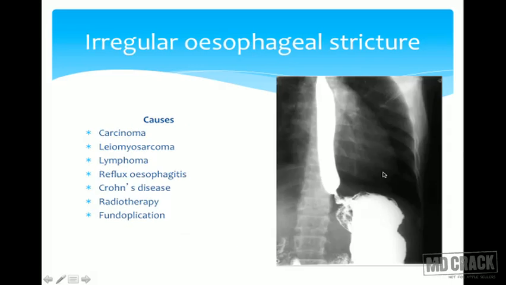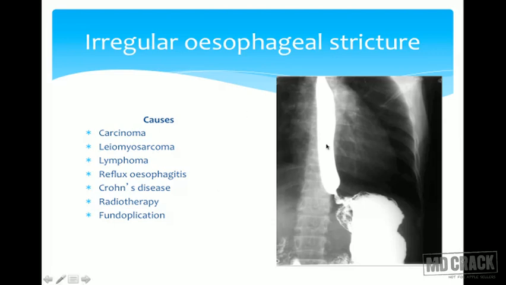Once again, the next appearance that you might see is an irregular esophageal stricture. The causes again include carcinoma, leiomyosarcoma, lymphoma. Reflux esophagitis might give rise to a similar picture, as can Crohn's disease, radiotherapy, and fundoplication.